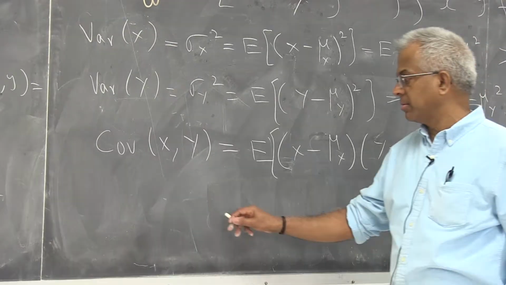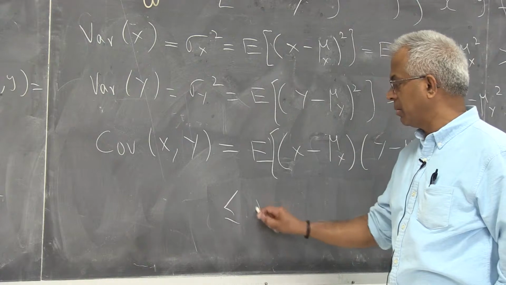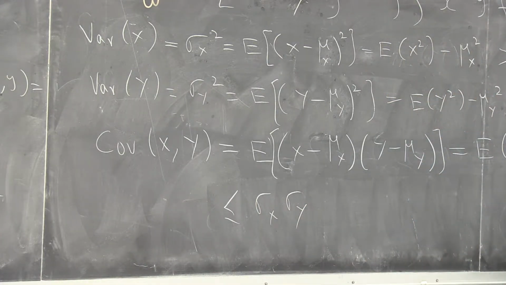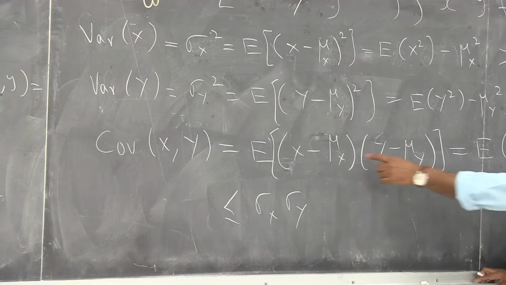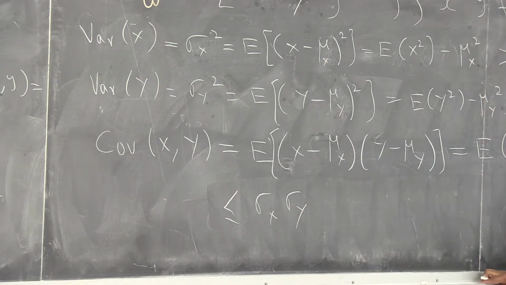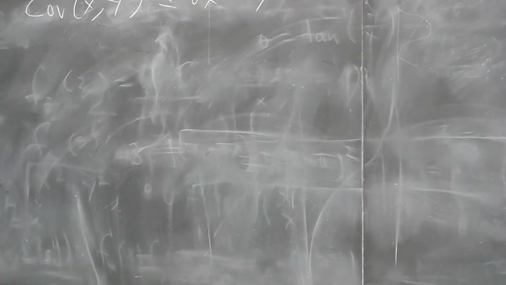Now look at here. You can show that maybe the covariance is going to be less than or equal to sigma_x sigma_y. So let me show you that first. Let me show you why that is true.